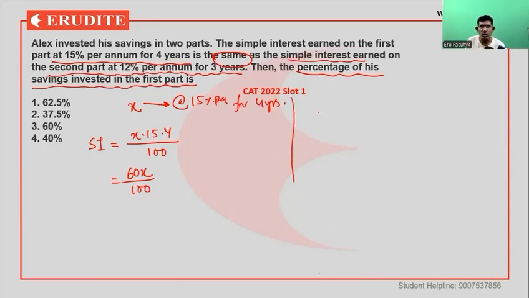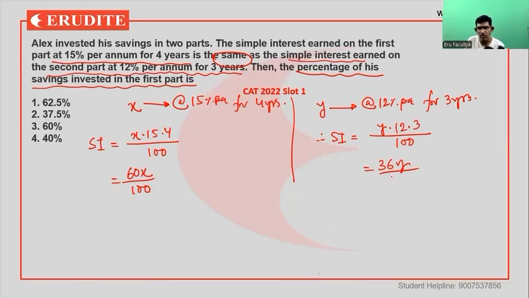Now this is equal to what? This is equal to the second part, which is Y. Now Y is invested at 12% per annum for 3 years. So in this case, what is the simple interest? Same, PRN by 100. So Y into 12 into 3 upon 100, which is 36 into Y upon 100. Now both these interests are equal. So if I simply equalize them, then what do I get?